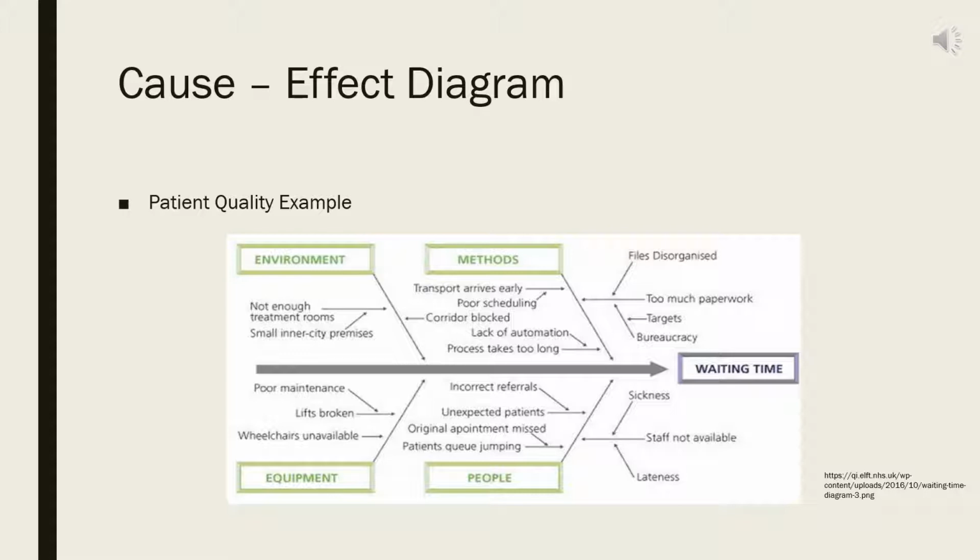This slide has an example that can be related to our practice in HIM. This cause and effect diagram presents the effect to the patient waiting time and suggests a variety of causes ranging from incorrect referrals under the people category to not enough treatment rooms under the environment category. I feel this is also a great example of utilizing this tool for quality care purposes.